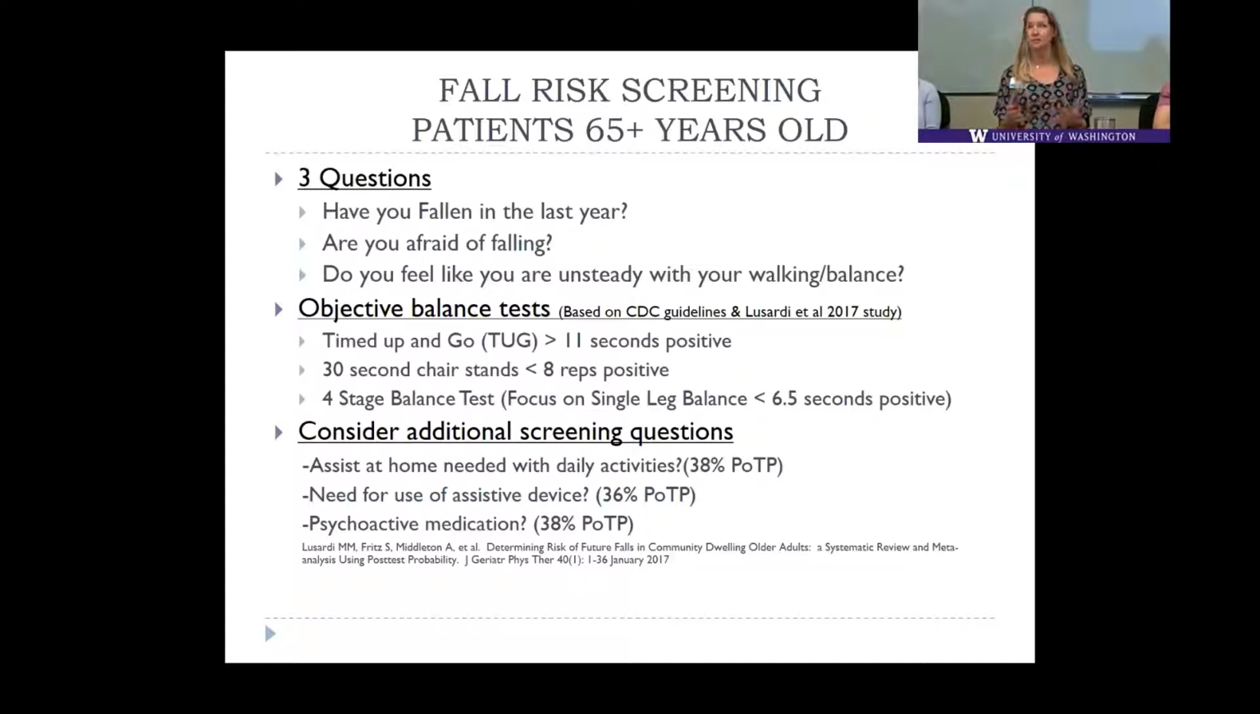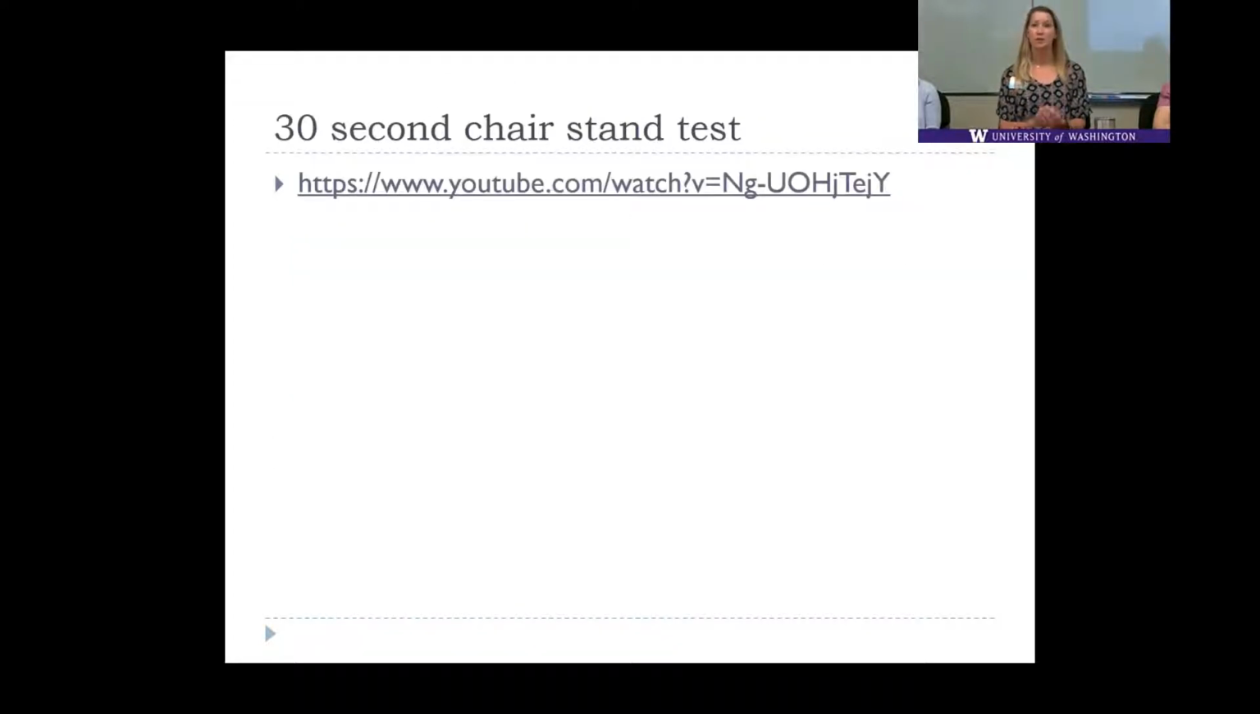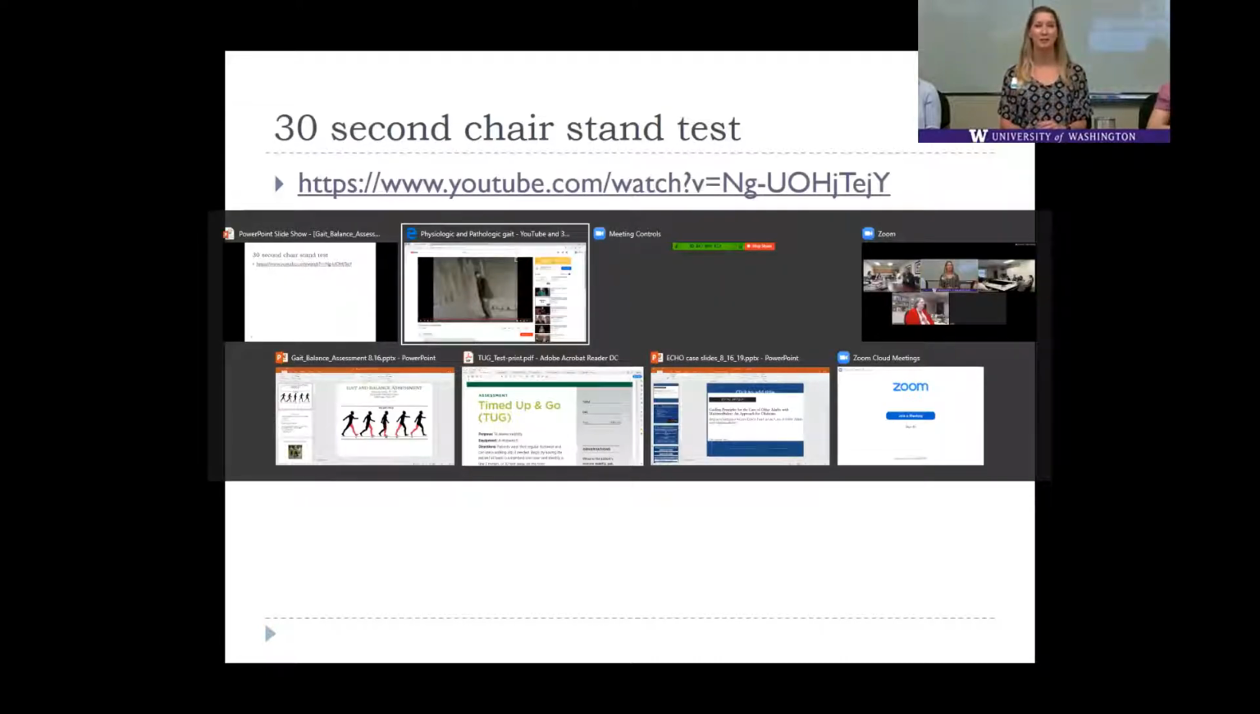And if you need some additional information to really help determine if your patient's going to be at risk for having a fall, there are some additional screening questions that include if they need assist at home with daily activities, if they need to use an assistive device, or if they're taking any psychoactive medications. So we're going to show you each of those 3 tests so that you can try them in clinic.